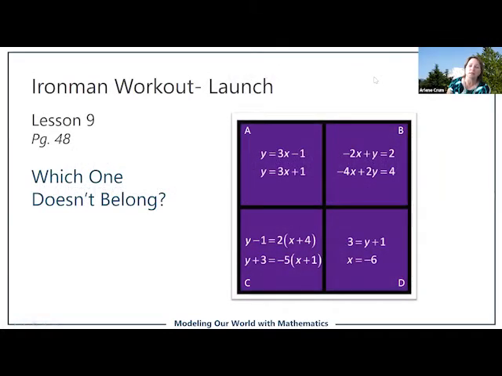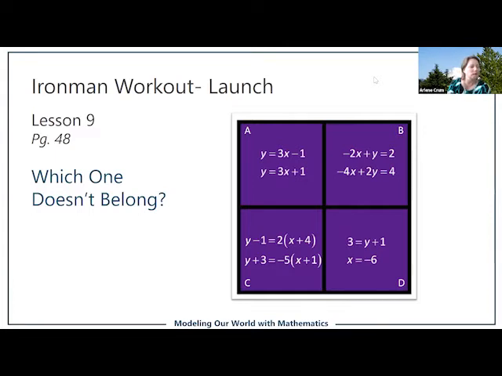And then the last lesson here is the Ironman workout. The Ironman workout is an open-ended task that is a great summary activity for this unit, but it starts with a "which one doesn't belong," which is another of our mathematically productive instructional routines, our MPIRs, for students to engage with the math. So I'd like you to take a look at this one.